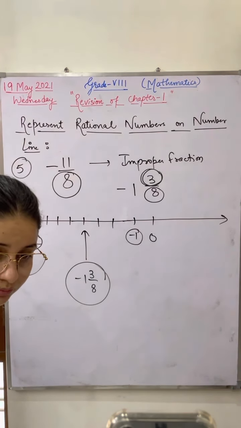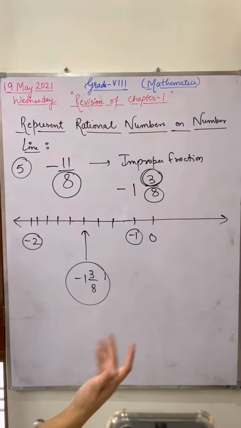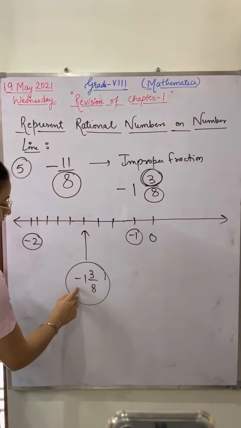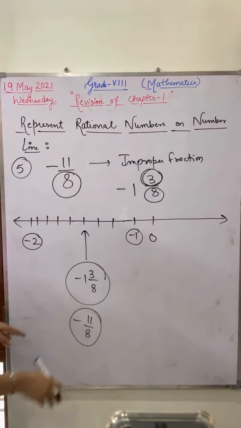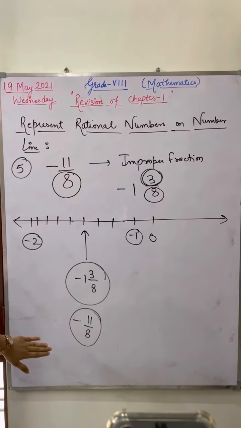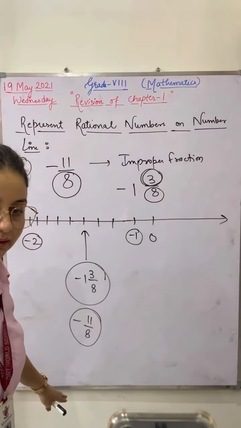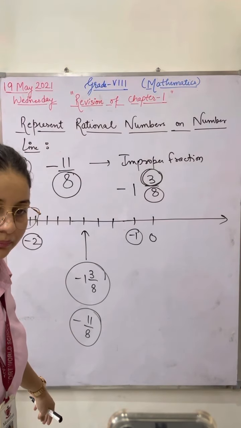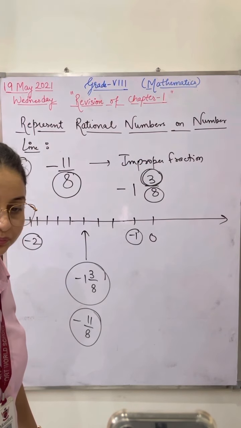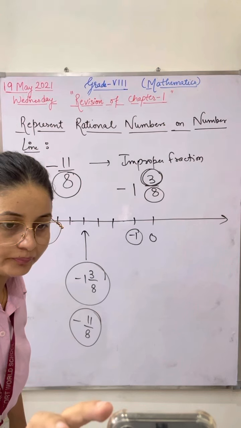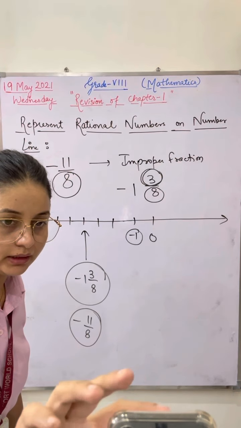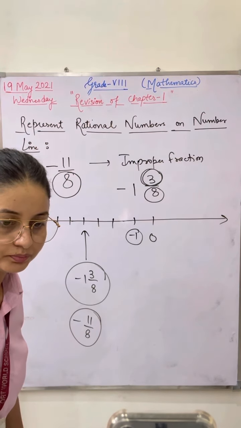Ma'am, so we have to write -11 upon 8 as the answer? You can write this mixed fraction in the answer or you can write -11 upon 8. That is up to you. You can write anything. Both are correct. Please mute yourself. Just wait. Swayam, Tushika, Anshuman. Just wait.